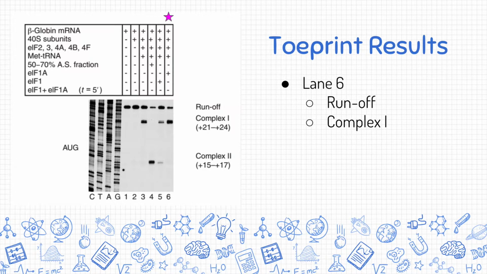In this scenario, eIF1a had little ability to stimulate complex 2 formation. This lane includes all the factors to make complex 1 in addition to both eIF1 and eIF1a. These two factors together caused complex 2 to be formed almost exclusively. Looking at lane 8, complex 1 was allowed to form for 5 minutes, then eIF1 and eIF1a were added, and only complex 2 formed. Complex 1 was not stuck. Initiation factors could still convert it to complex 2.